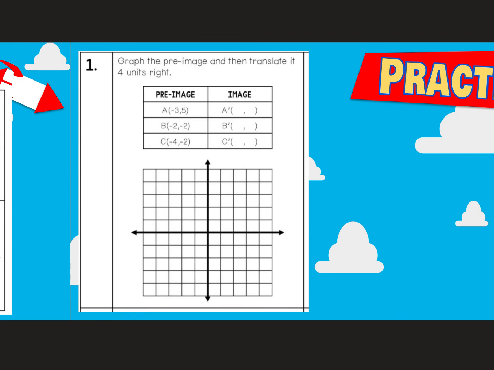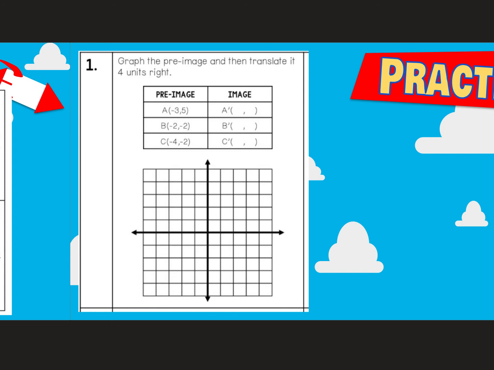Now there are 4 practice problems. I want you to go through all 4 practice problems and practice with the pre-image. You're given the pre-image, and I want you to not only draw the pre-image, but also draw the image. So pause the video, work on those 4 problems, and then come back and check your answers.